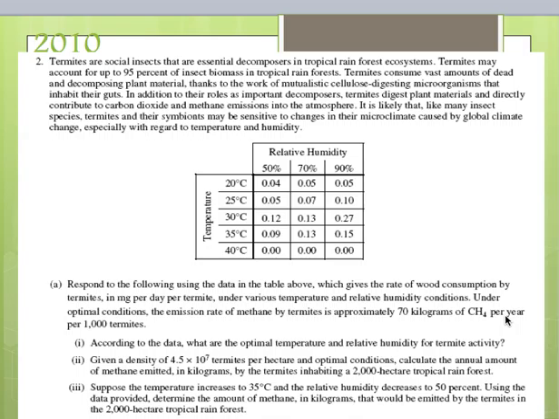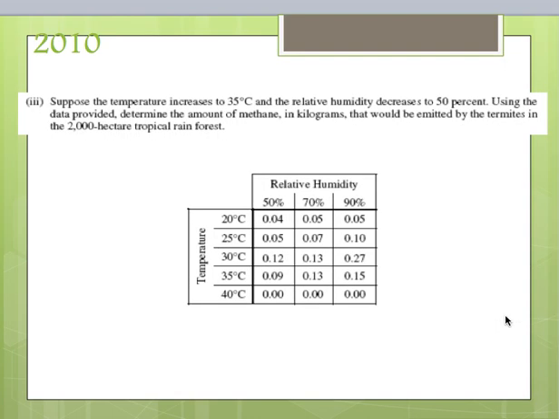Okay, for the next one, suppose the temperature increases to 35 degrees Celsius and the relative humidity decreases to 50%. Using the data provided, determine the amount of methane in kilograms that would be emitted by the termites in the 2,000 hectare tropical rainforest. Okay, so there's our question, and we want to look back at this table. At 35 degrees Celsius and 50% humidity, rate of wood consumption goes down to 0.09. So that's going to be important for me to remember, okay?